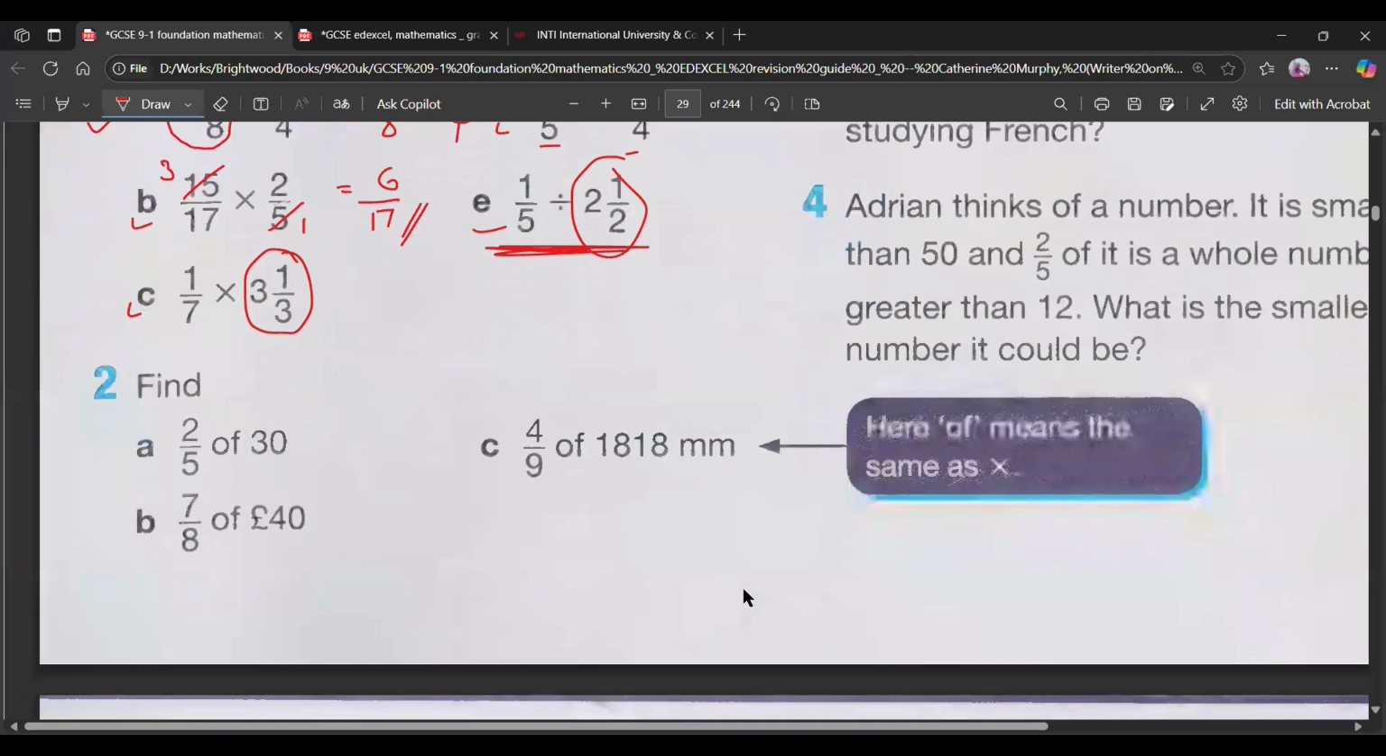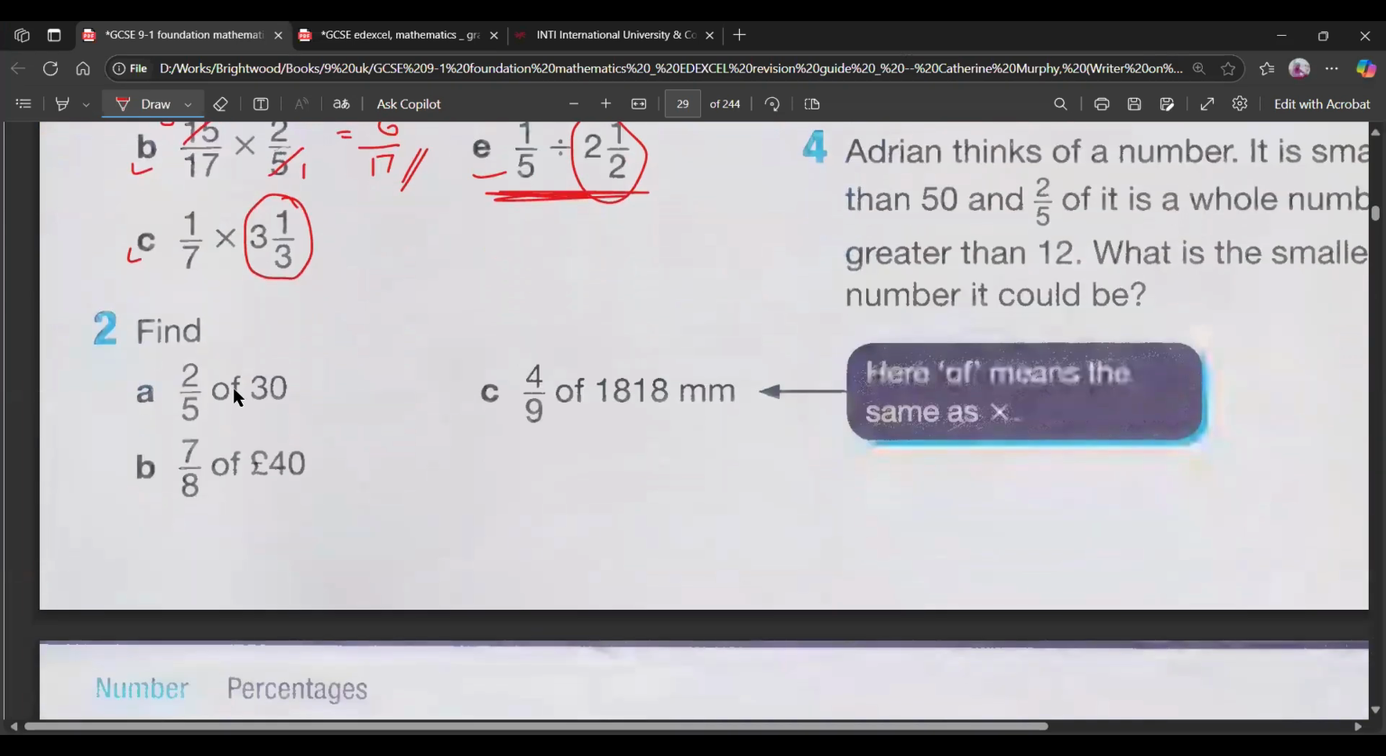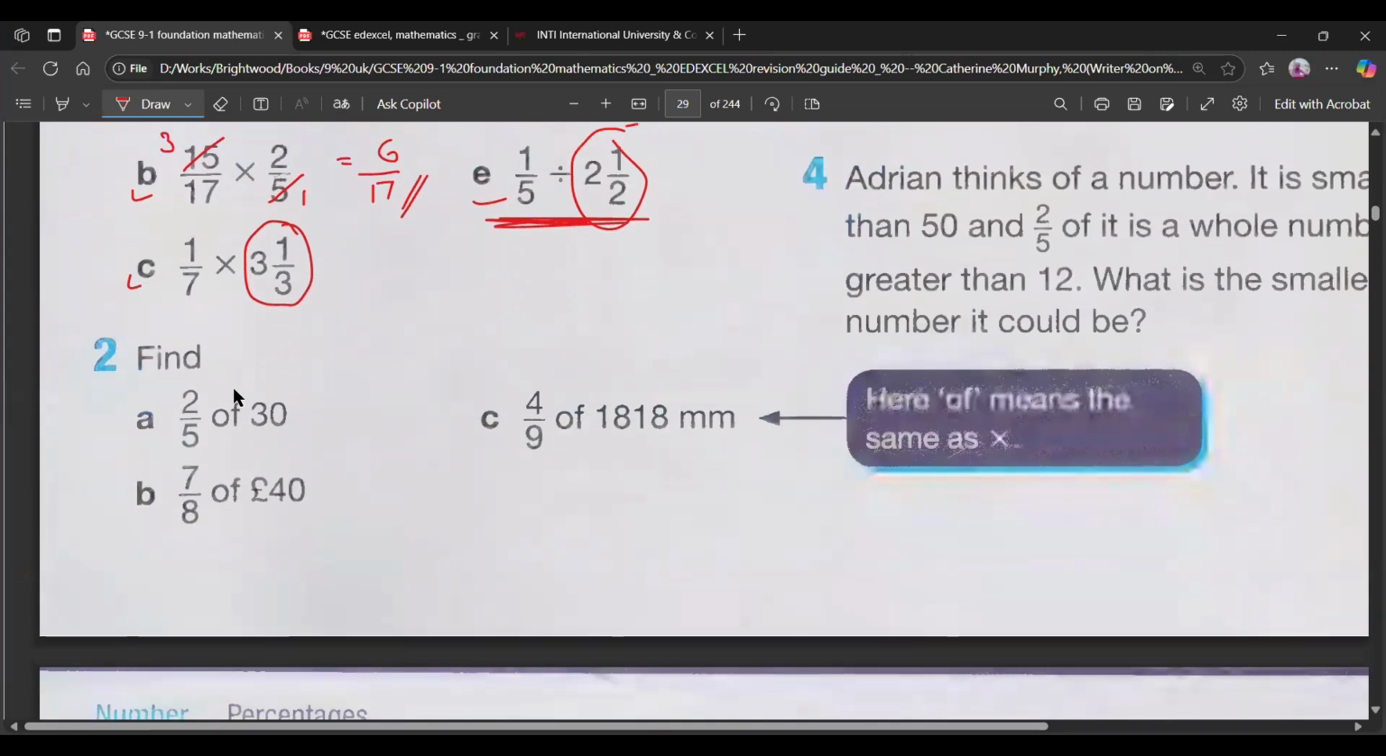Listen. If they are having "of", what is the meaning of that? It is a multiplication. They are having "of" like this, 2 of 30. What is the meaning of "of"? It should be multiplied by 30. Only that. Now 5 and 30 can be cancelled, 6. 6 into 2 it is 12. You can just multiply. Here "of" means it is multiplication.